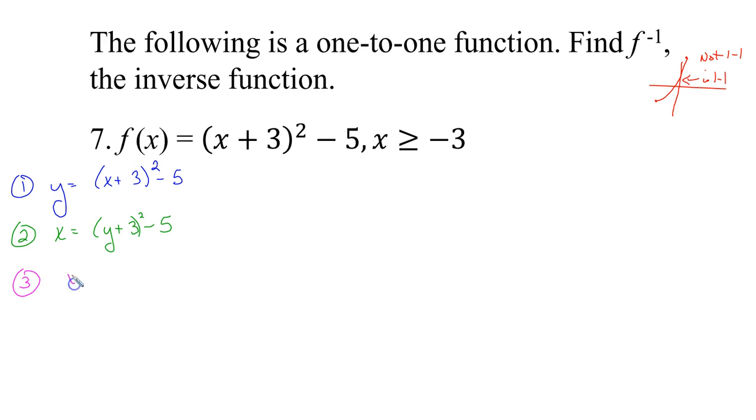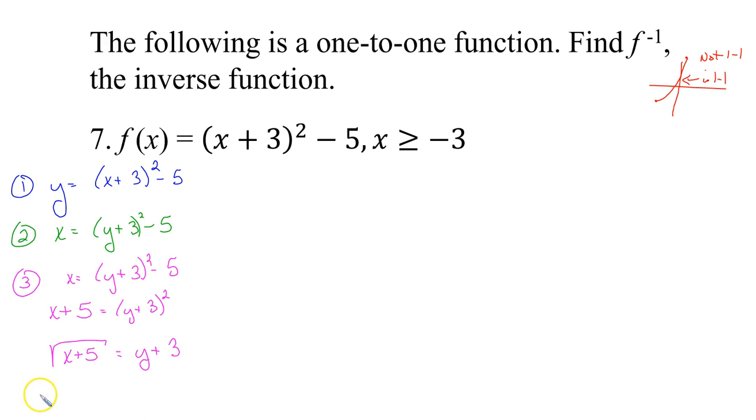To solve for y, we'll start with this. Again, I'm just rewriting it so we can see what we're doing. So the first step would be to add 5 to both sides. So I have x plus 5 is equal to (y plus 3) squared. To get rid of the squared, now I have to take the square root of both sides. My x plus 5, all of that is underneath my radical sign, and that leaves me with a y plus 3 over here on the right-hand side.